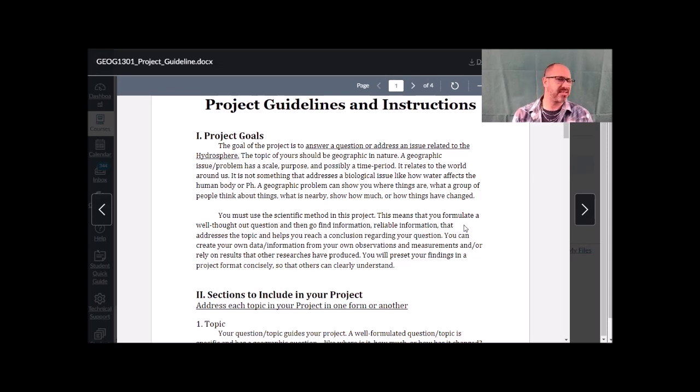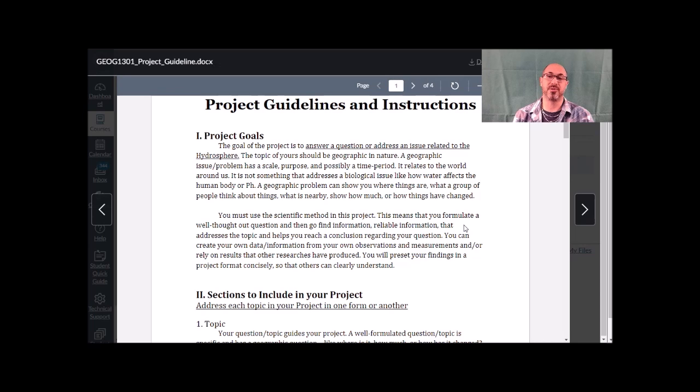Okay, it's not something that addresses a biologic issue like how water affects the human body, or a chemical issue like what is the pH of all the bottled waters that are available. That has to do with biology and chemistry, not really a geographic issue. Okay, a geographic issue or problem shows you where things are, what a group of people thinks about a geospatial topic, what's nearby, how much of something is nearby or farther away, and how much things have changed or stayed the same over time in a given area.